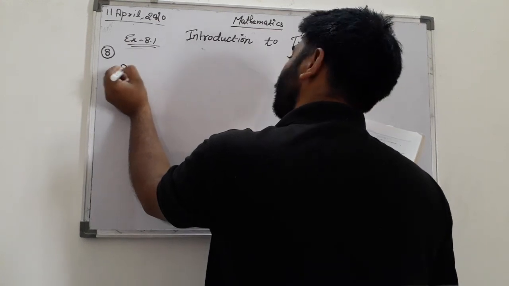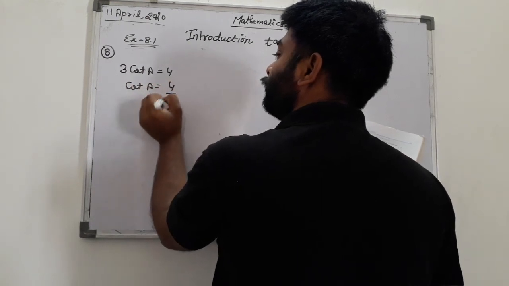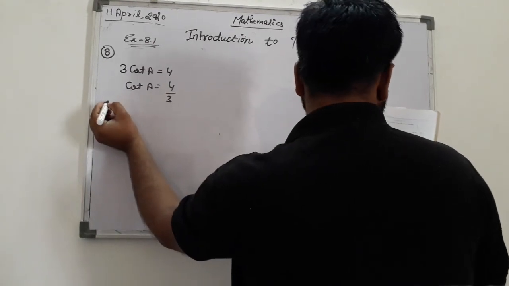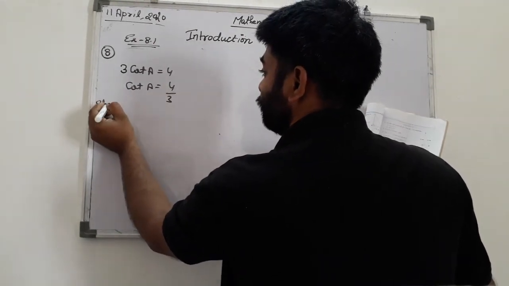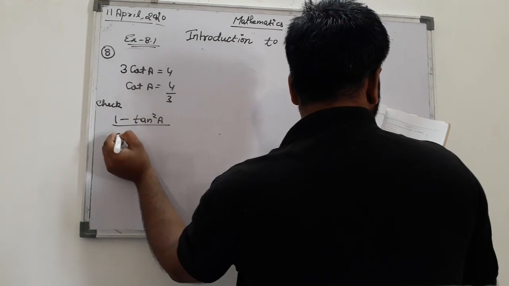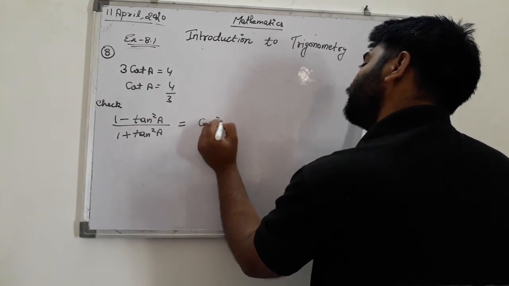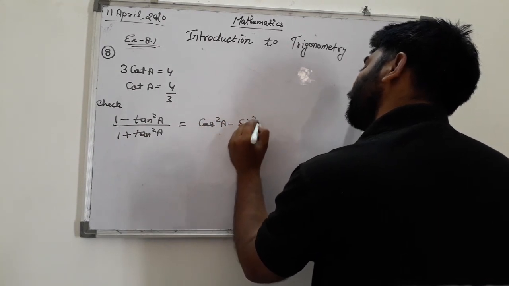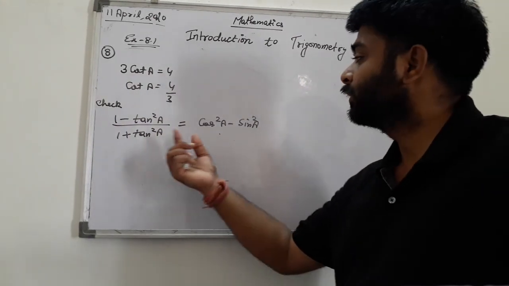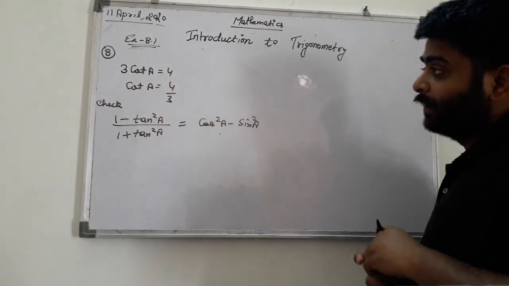Eighth question is 3 cot A is equals to 4. So cot A equals to 4 upon 3. Now what's the demand of the question? To prove. What do you have to check? That is (1 minus tan square A) upon (1 plus tan square A) is equals to cos square A minus sin square A. Okay, we have to check either they are equal or not, means value of this should be equals to this. If they are not, then we'll write that they are not equal. Got it, class?